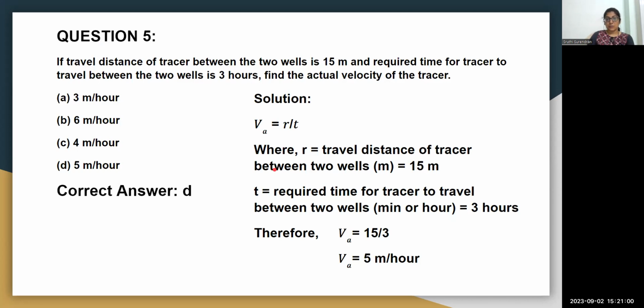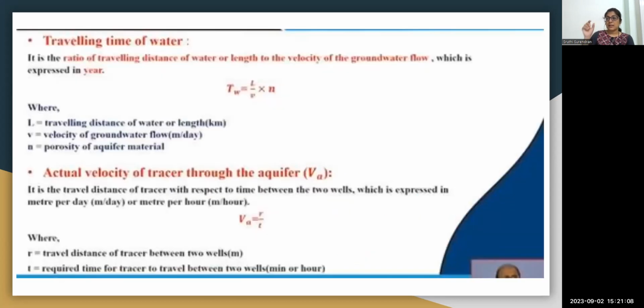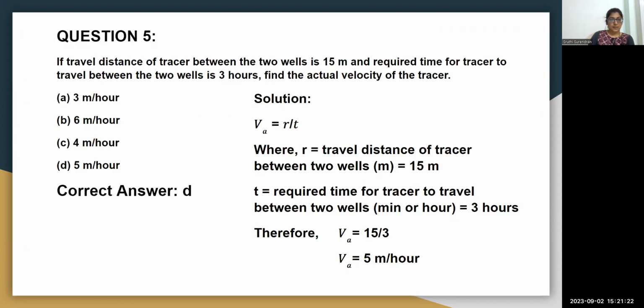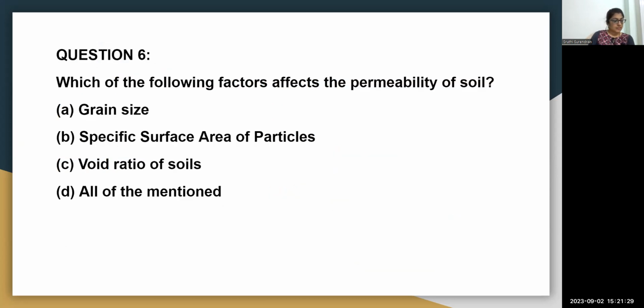But what you need to be careful about is when they ask you to compute the traveling time of water, which is given by the ratio of the distance traveled by the groundwater divided by its velocity into the porosity; the porosity of the aquifer material is also considered while computing the traveling time of water. So that was one numerical. Now let's move on to the next question.